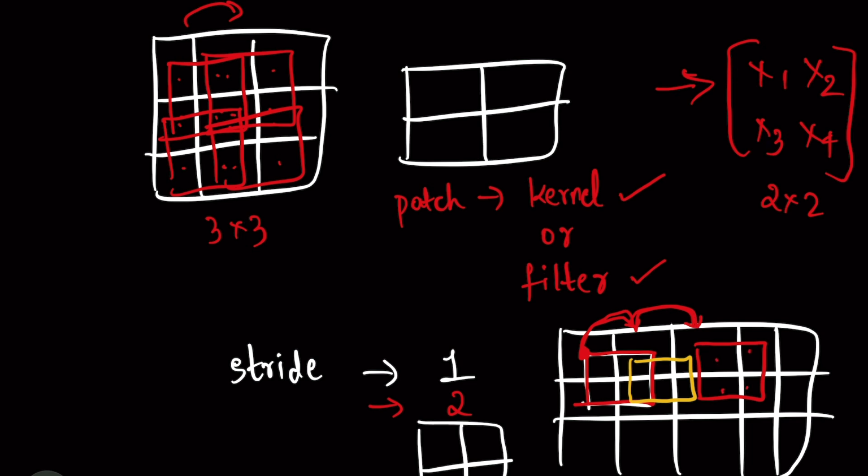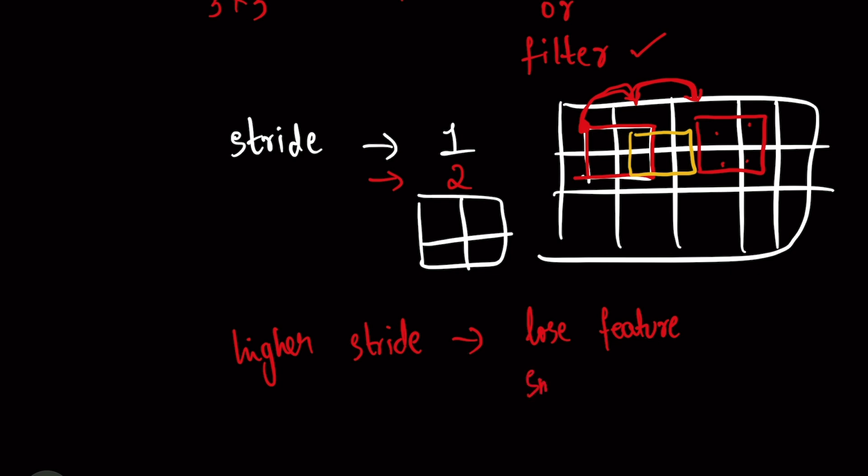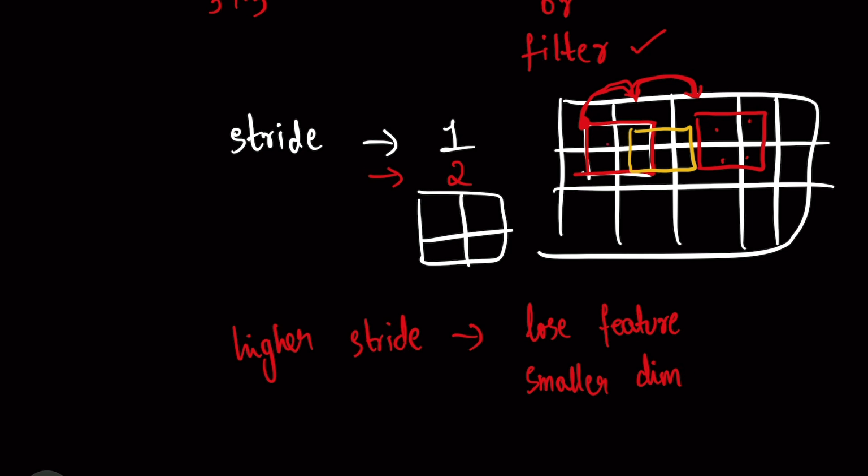So what essentially happens is, if you have higher stride values, then you might lose some features because it's moving faster, and you might end up with a smaller image dimension at the end. Assume if you were to go one by one, you'll have this as x1, then the yellow one will be x2, again the red one will be x3, then finally one more step will be x4. So you have 4 values, basically you have 4 columns here.